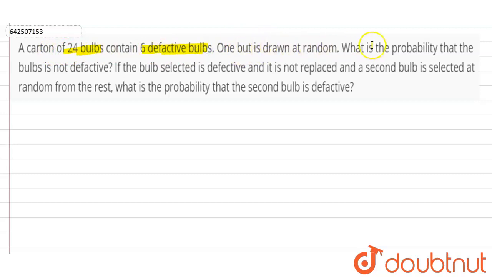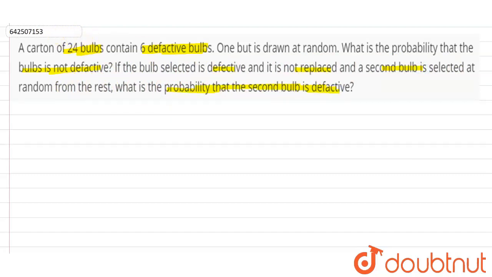So the question is, a carton of 24 bulbs contains 6 defective bulbs. One bulb is drawn at random. What is the probability that the bulb is not defective? Now, if the bulb selected is defective and it is not replaced, and a second bulb is selected at random from the rest, what is the probability that the second bulb is defective?